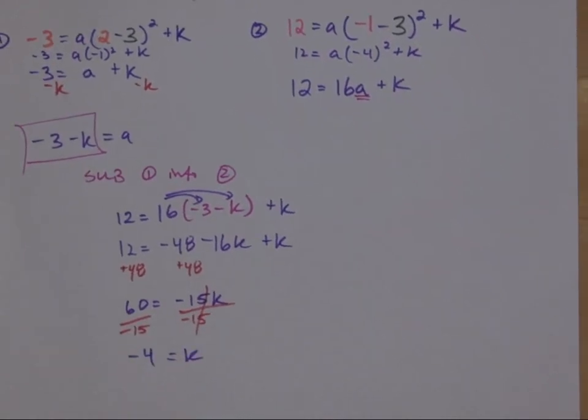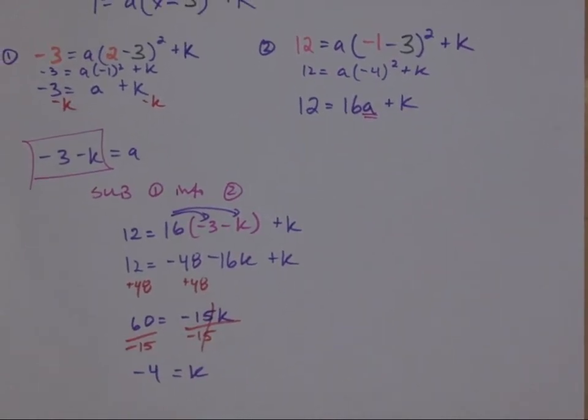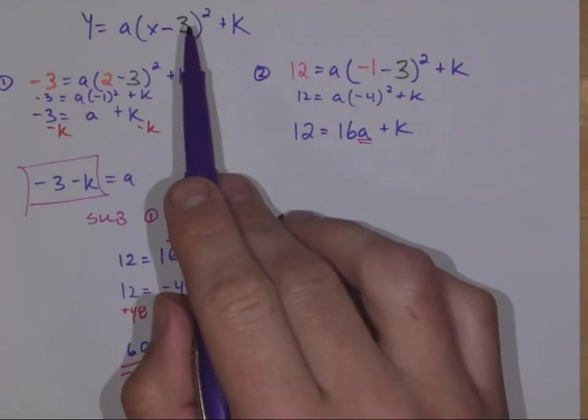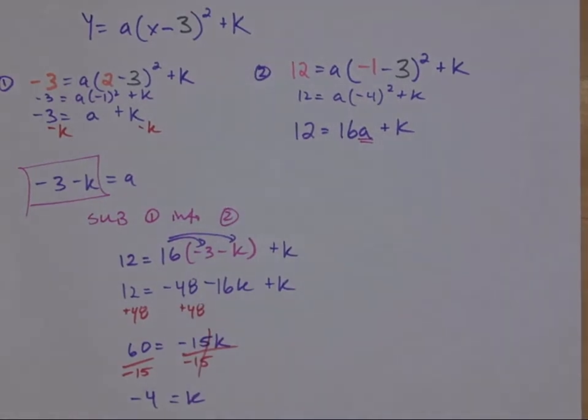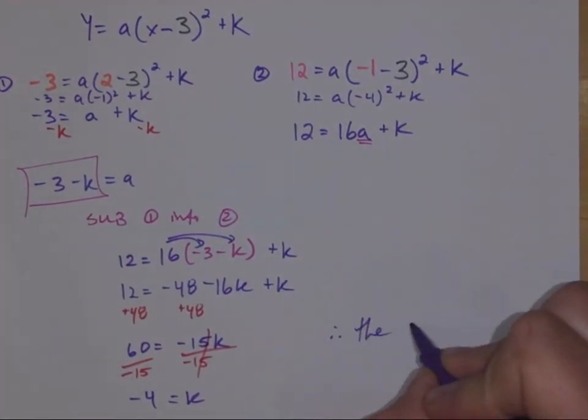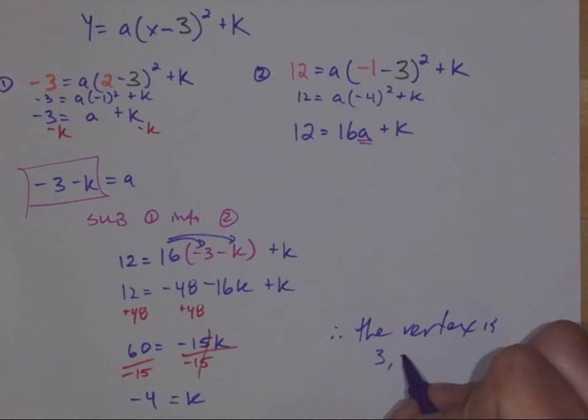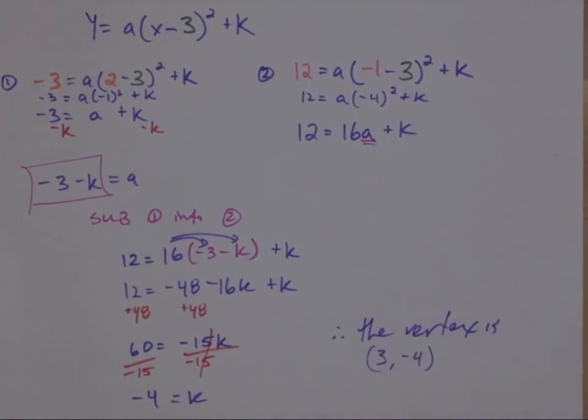And see, I've gone off the camera. There we go. Now again, we have our k value. Would be here. So our vertex is (3, -4). And we're done.